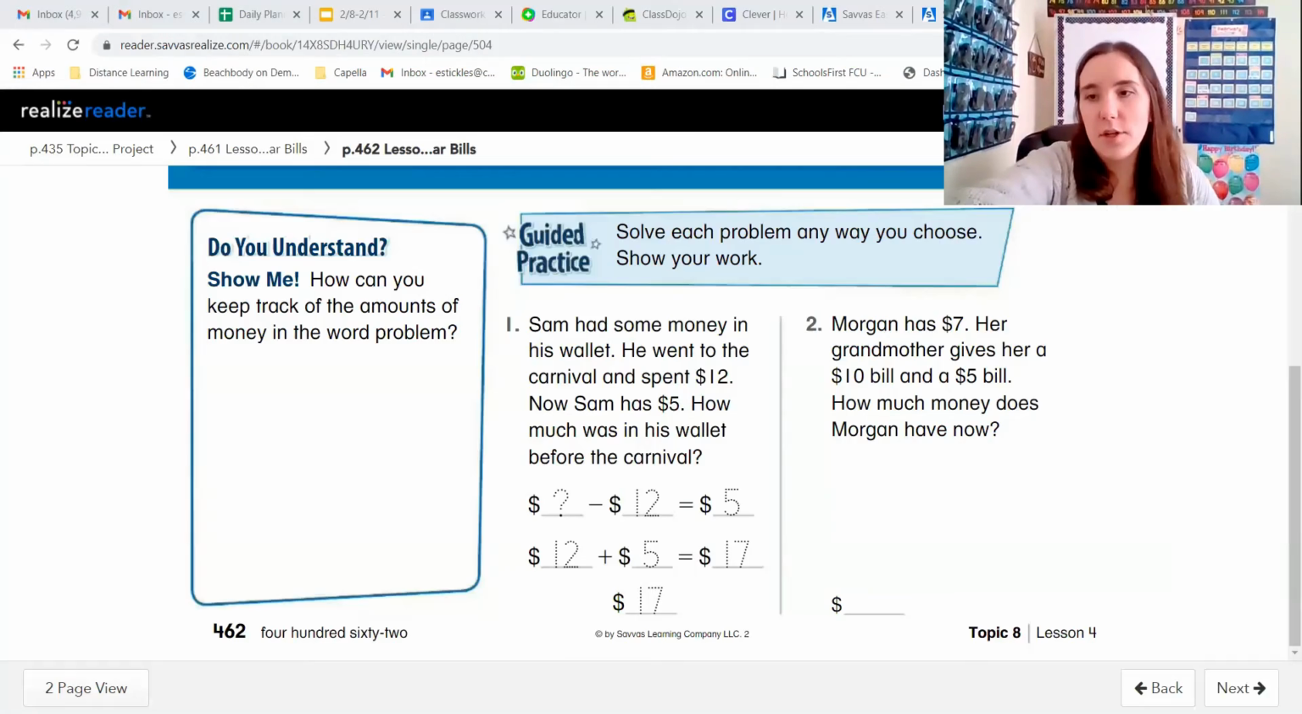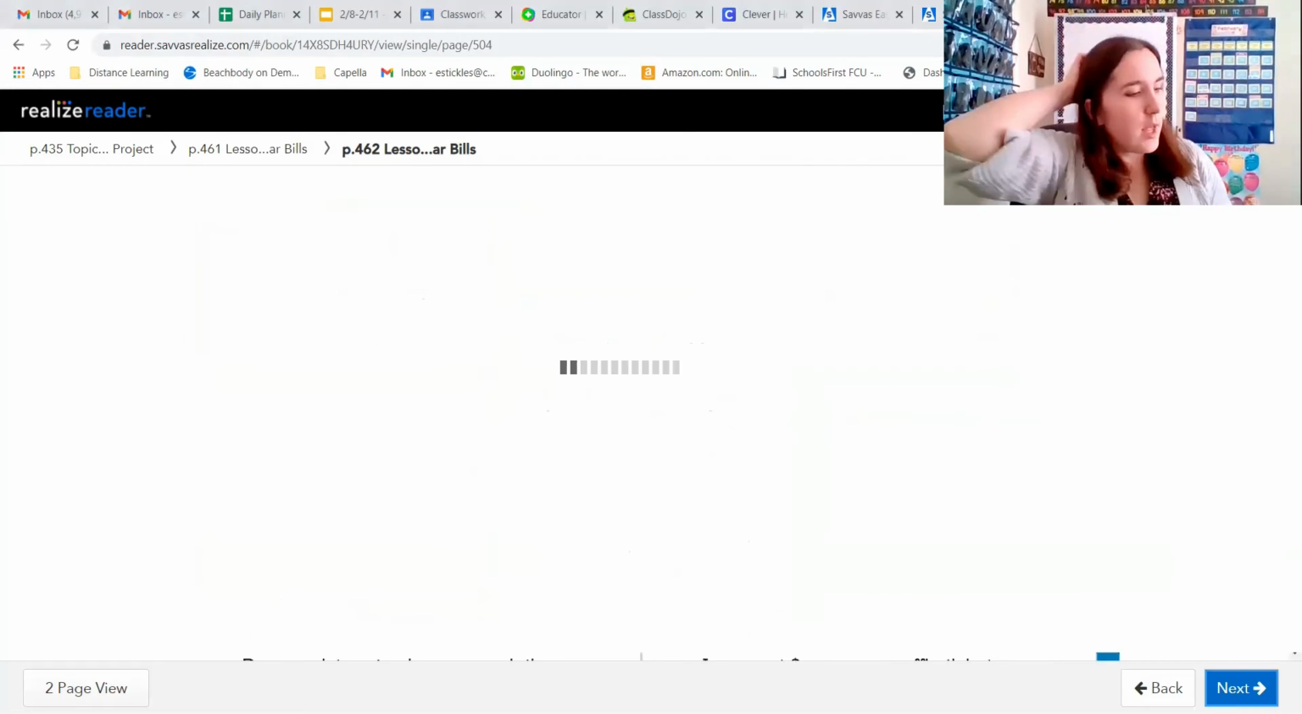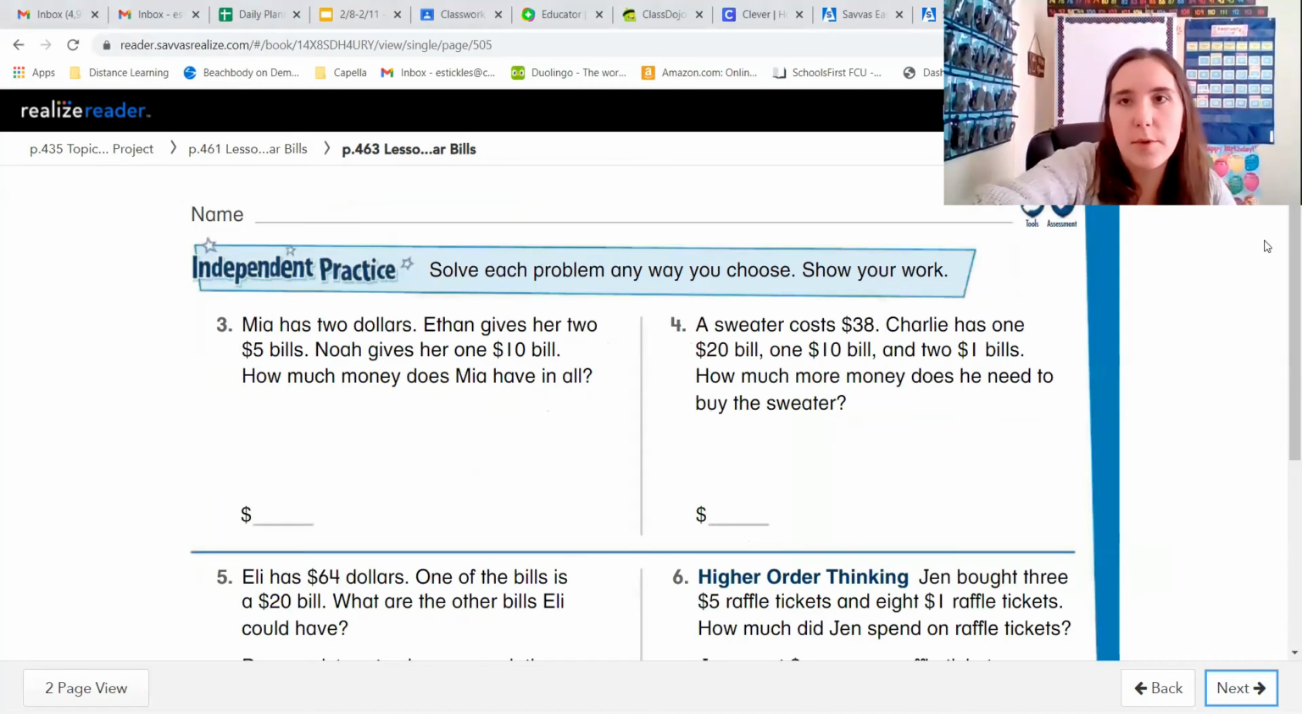Let's go do a couple more practice problems. Okay, I'm going to turn my page and we're going to do number 3 together. So let's look at number 3. It says Mia has $2. Ethan gives her 2 $5 bills. Noah gives her 1 $10 bill. How much money does Mia have in all?